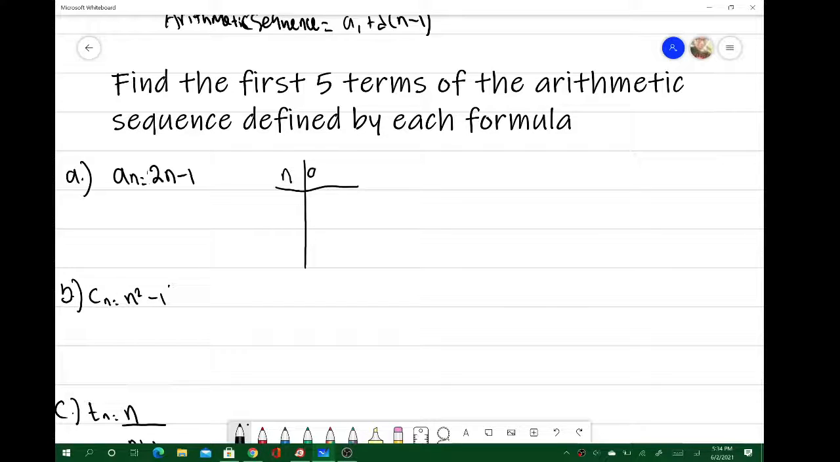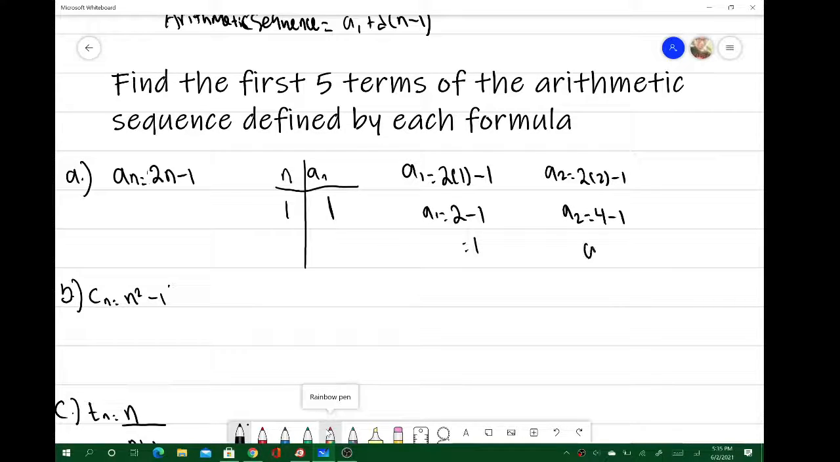So this is n, this is a sub n. So for example, when n equals 1, a sub 1 would be 2 times 1 minus 1. So a sub 1 would just be 2 minus 1, which is just 1. And then a sub 2 equals 2 times 2 minus 1, that's 4 minus 1. So a sub 2 is 3. So you would do 2, 3, right?